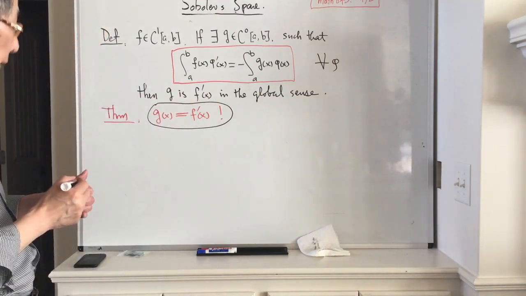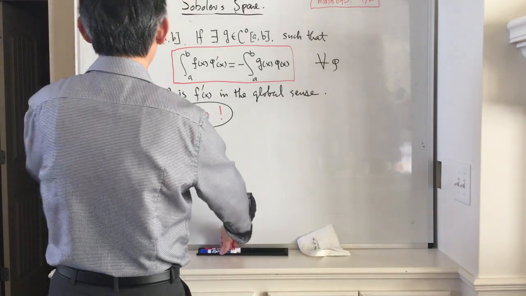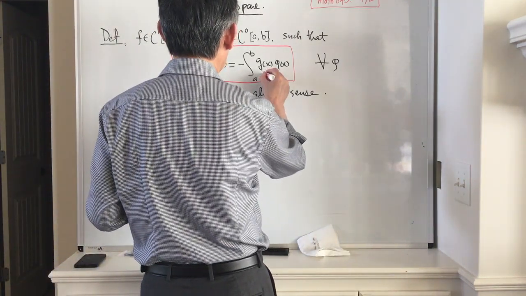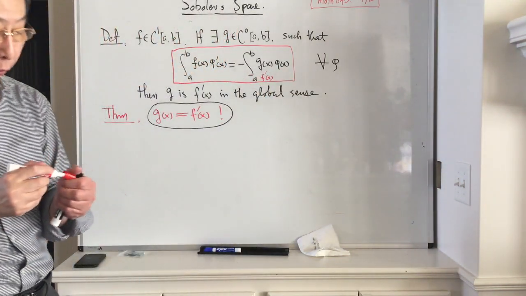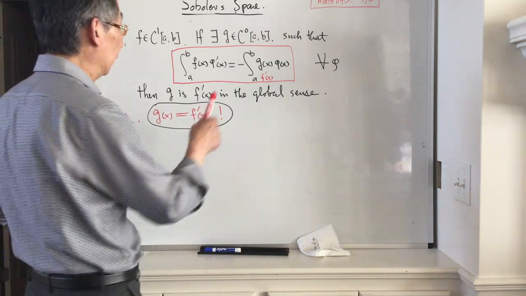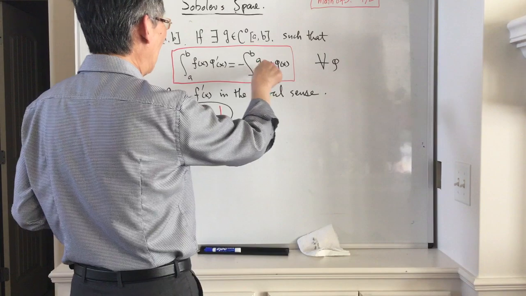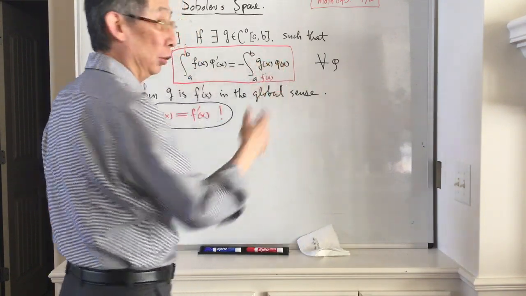Okay. So I know that suppose f is in C1, then if I put here f prime x, this is always true for every phi, right? Now here we have another g, which also makes this happen for every phi. Therefore, these two integrals on the right side are equal to each other.